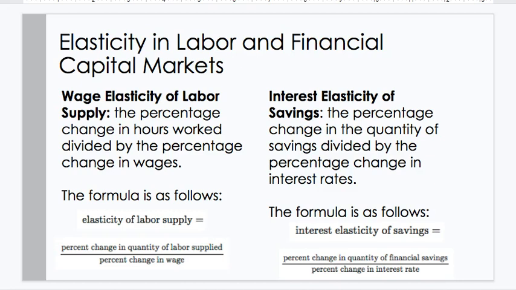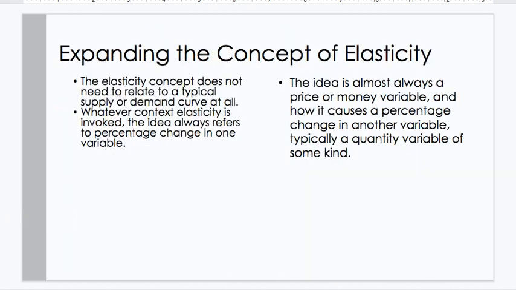Elasticity in labor and financial capital markets. Wage elasticity of labor supply is the percentage change in hours worked divided by the percentage change in wages. The formula is as follows: elasticity of labor supply equals percent change in quantity of labor supplied over percent change in wage. Interest elasticity of savings is the percentage change in the quantity of savings divided by the percentage change in interest rates. The formula is as follows: interest elasticity of savings equals percentage change in quantity of financial savings over percent change in the interest rate.